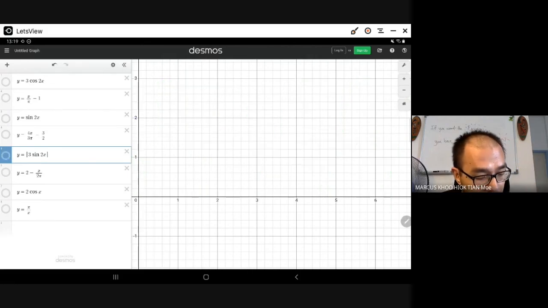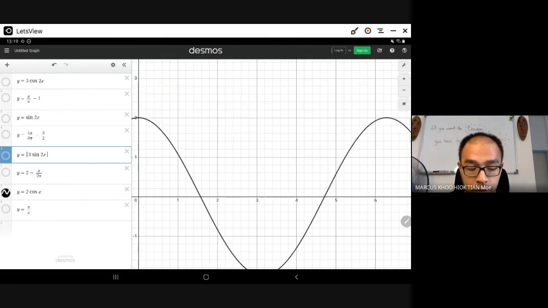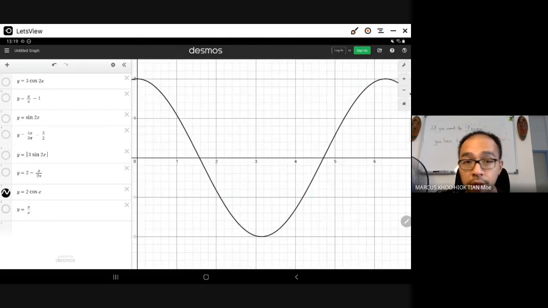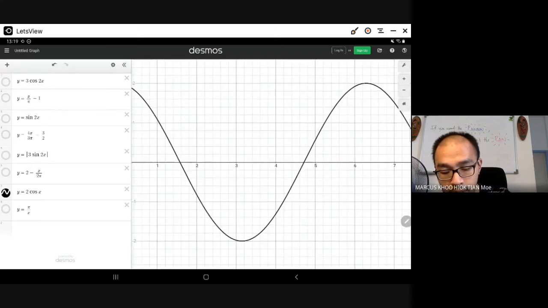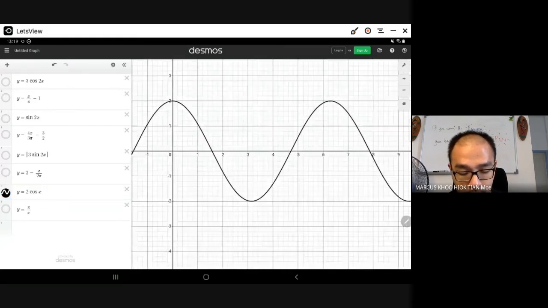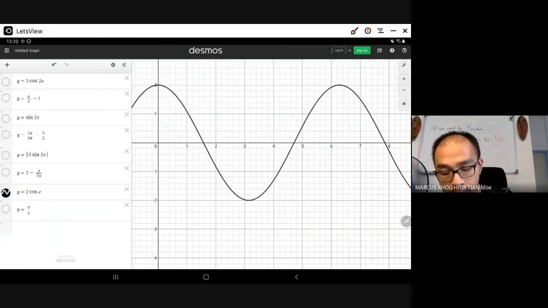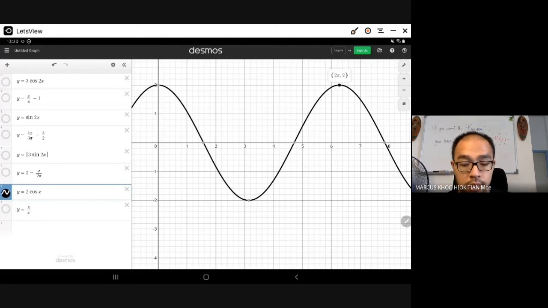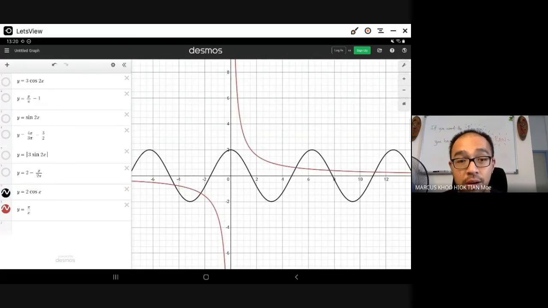And then the last 2 graphs will be this one. This is y equals 2 cos x, one full circle until 2 pi. 2 pi is somewhere here. Let me make it a little bit smaller. So 2 pi is here, so 0 to 2 pi is here. And then when we put the second graph, we find the red line. Let me make it a bit bigger. So this is how it looks.